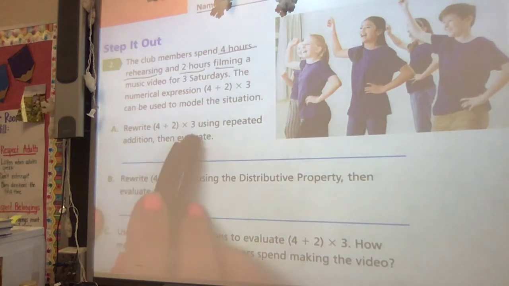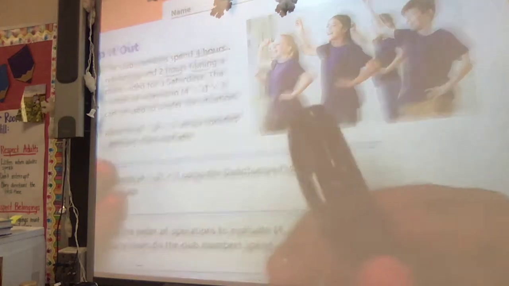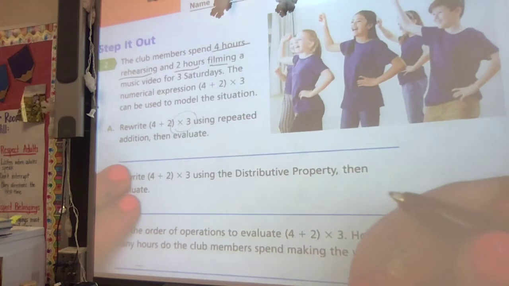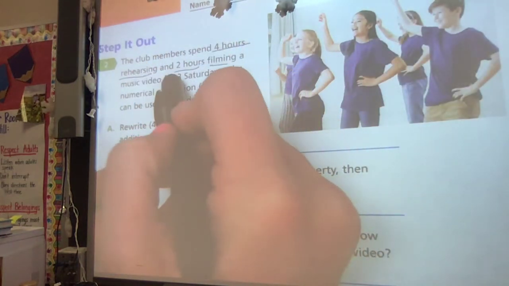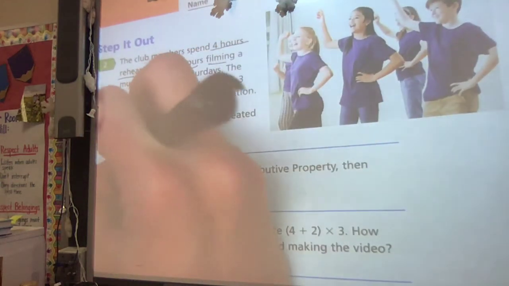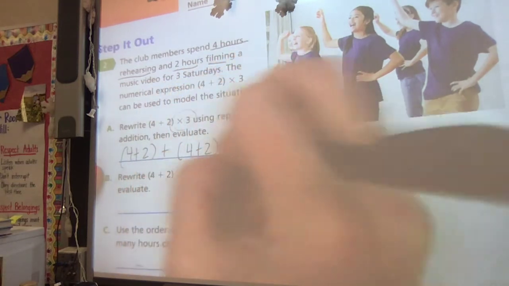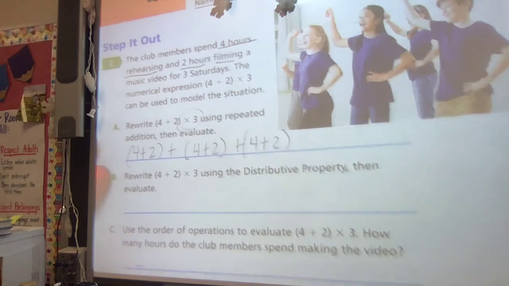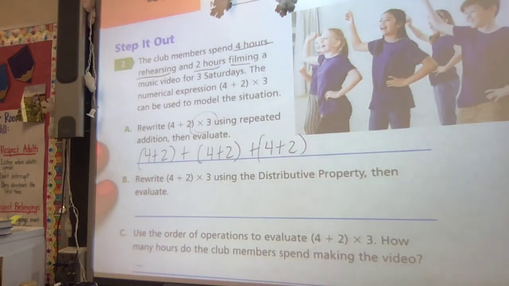Rewrite this using repeated addition, then evaluate. Okay. So repeated addition would mean we're not using this times 3. If we know that they do 4 hours rehearsing and 2 filming every Saturday, we could say that's the same as 4 plus 2, 4 plus 2, and 4 plus 2. Because I did that every Saturday. This Saturday, next Saturday, the next Saturday.